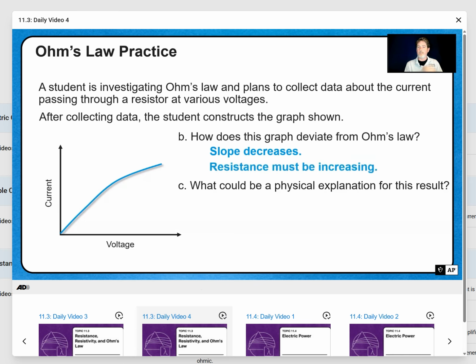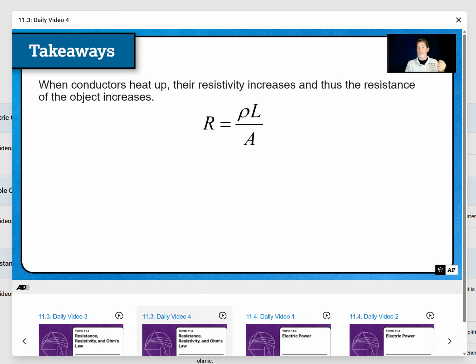Or it could simply be that the component itself is not ohmic, that its resistance varies with voltage or with current. If it states that the temperature remains constant, that's the only other possible option. What should we take away from this video? We should remember that when conductors heat up, their resistivity increases. Thus, the object's resistance increases. Remember that resistance is resistivity times length over area, and if that resistivity value increases, the resistance must also increase. There's a functional dependence there.